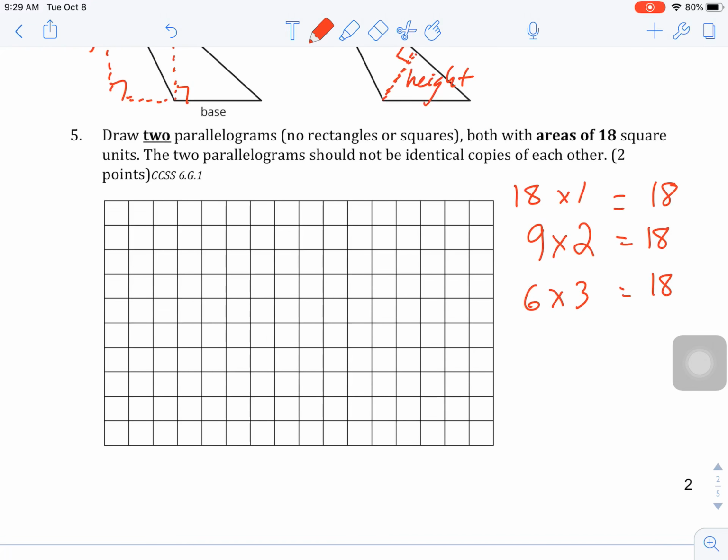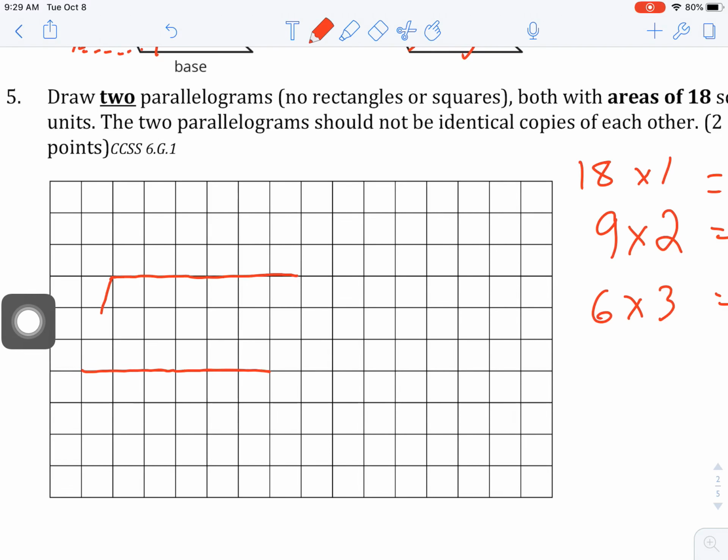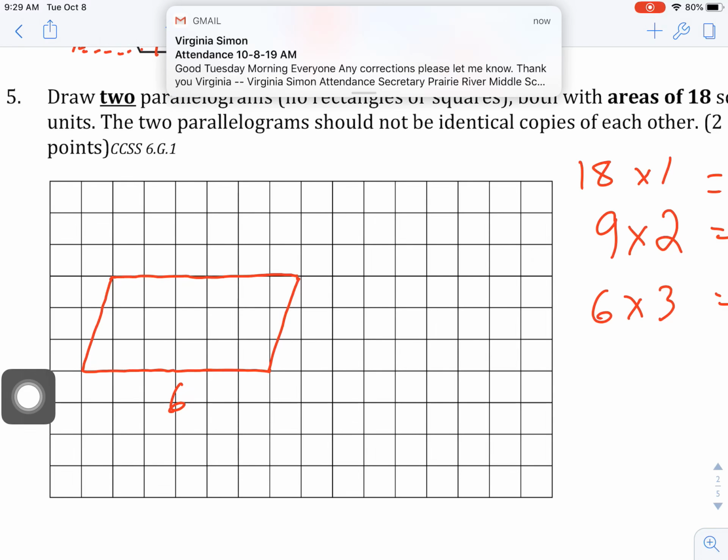All right, so for your parallelograms, if you need some help drawing these, I'm gonna draw 6 by 3. So I'm gonna go ahead and make my base 6. Okay, and I'm gonna go up and make the top 6. But if you notice, I kind of slid that line over. So now I'm gonna connect these 2 points. Using a straight edge would help you here. Okay, and now I have a 6 by 3 parallelogram.